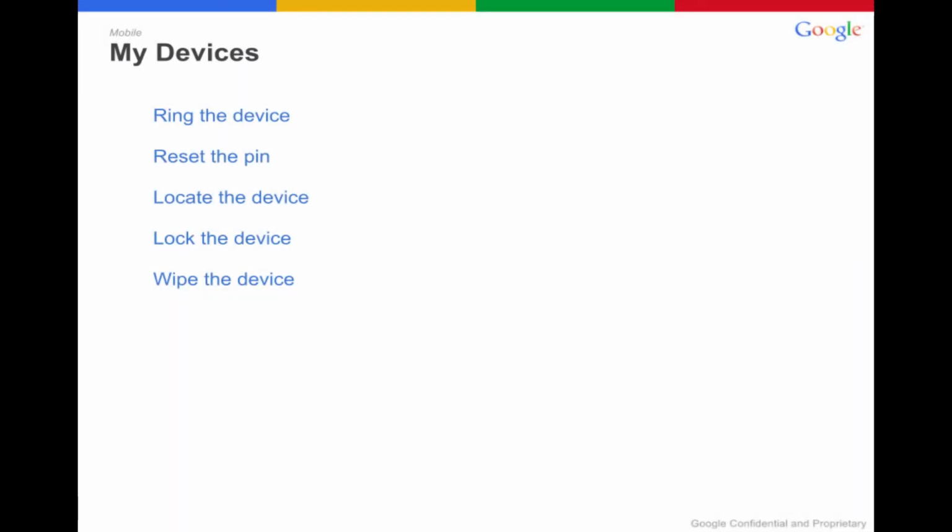We illustrated the My Devices feature for an end user. We rang the device to locate it. And remember, even though the sound was off, it had a very loud pitched sound. We showed how to reset the PIN. We showed that on the Google map we located the device. We showed how the device was locked. And we illustrated how a phone could be wiped.